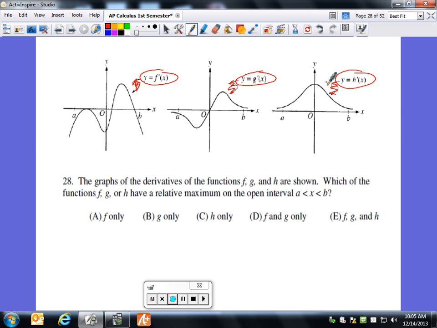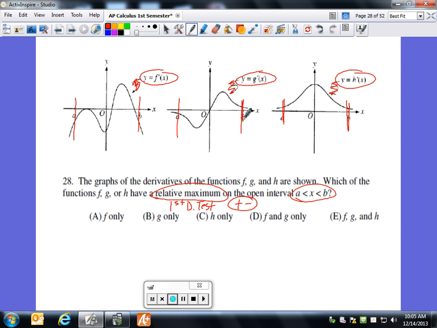All right, and it says, which of the functions have a relative maximum? Okay, relative maximum, I should be thinking first derivative test, and I should also be thinking the fact that it will change from a positive to a negative, sign change. And it's saying between A and B. Okay, so between A and B, we're trying to see, where do I see this positive to negative change?